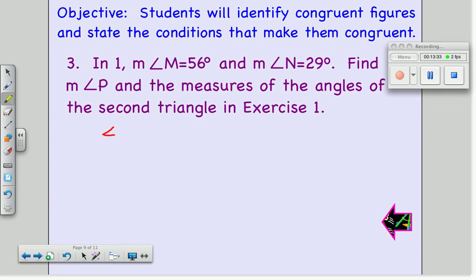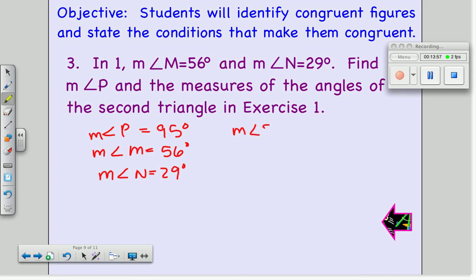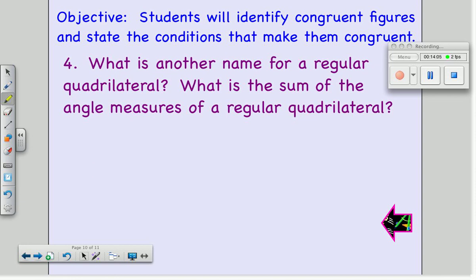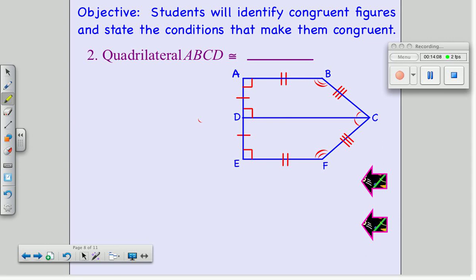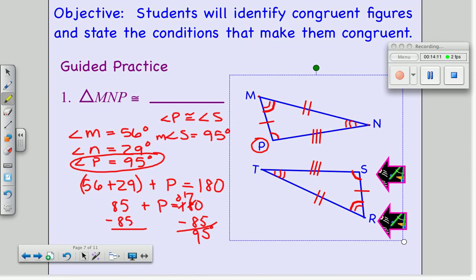Measure of angle P is 95 degrees. And they already gave us the measure of angle M was 56 degrees. They also gave us the measure of angle N was 29 degrees. So now they want us to find the measures of the second triangle. So we know that the measure of angle S is also 95 degrees. Okay? And then the other two angles, we have to find T and R.